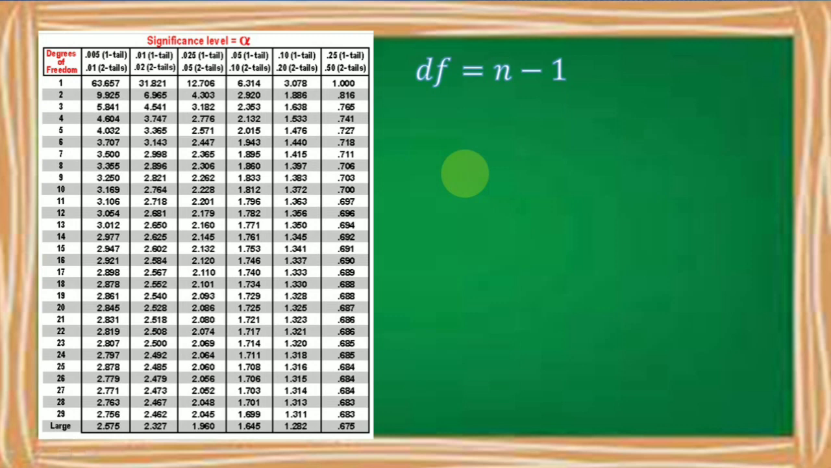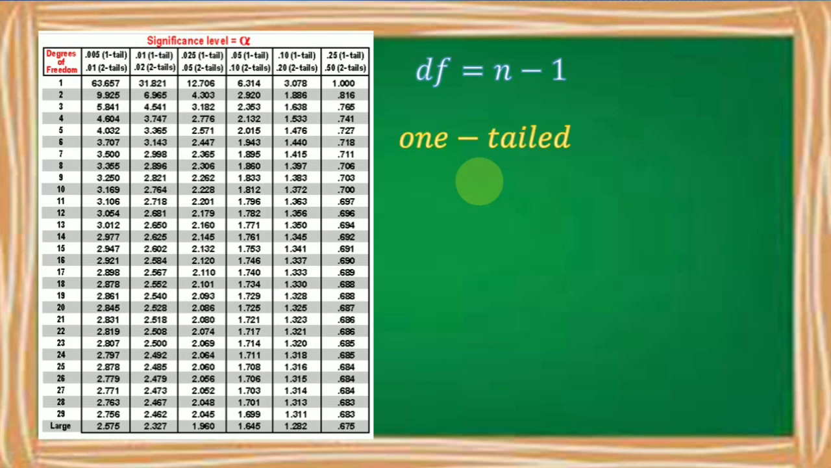In the t-table, you can see the degrees of freedom on the first column, where the degrees of freedom is equal to n minus 1, meaning the degrees of freedom is equal to the given sample size minus 1. On the upper row, you can also see one tail, two tails, with their corresponding decimals in its column.